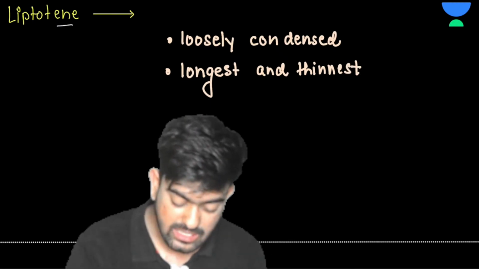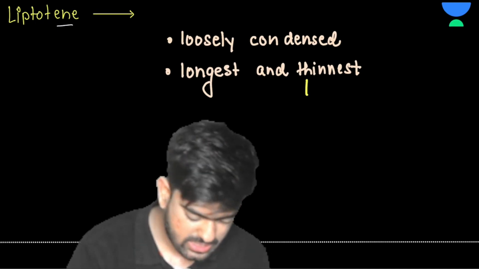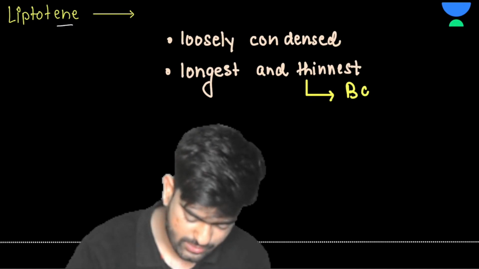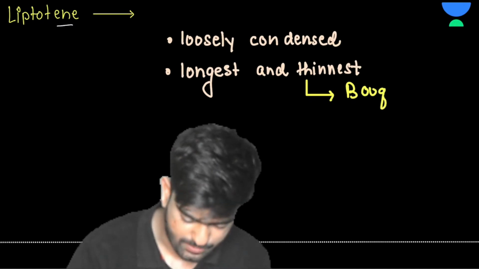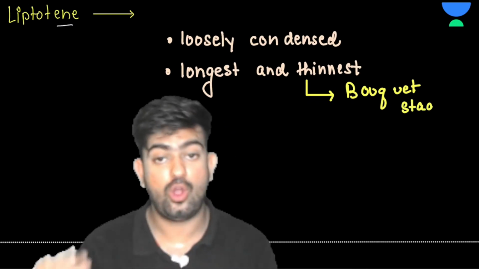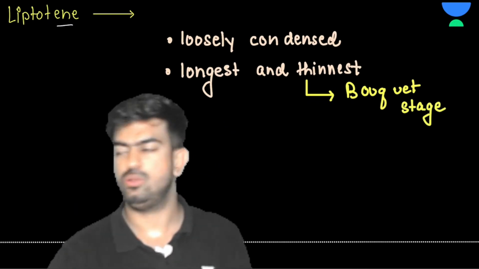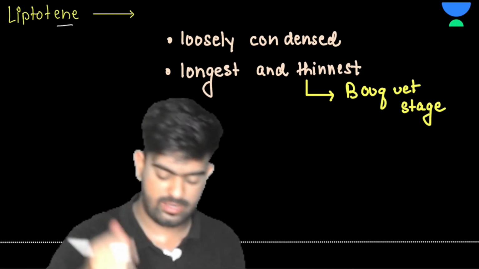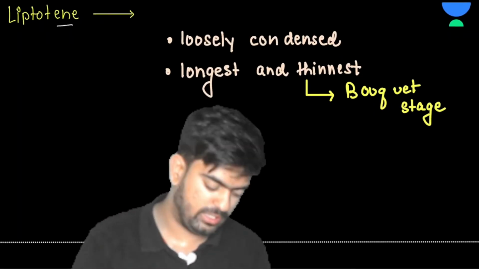And this stage is known as the Bouquet stage. Okay. A question can arise. They can give you the name of the stage, or they can just ask you where the longest and thinnest chromosomes are found. So leptotene. Clear? This was all about leptotene.